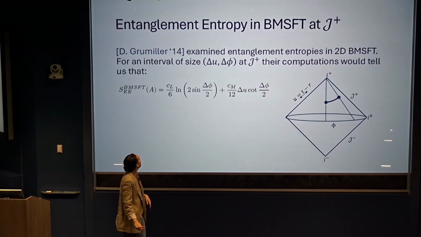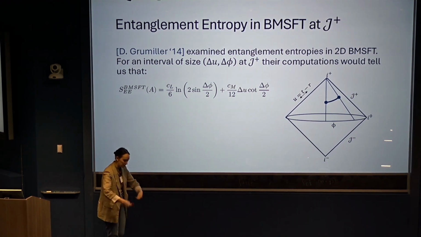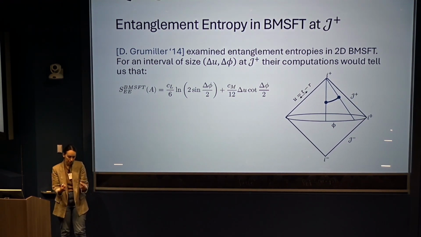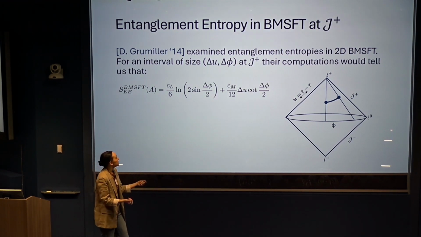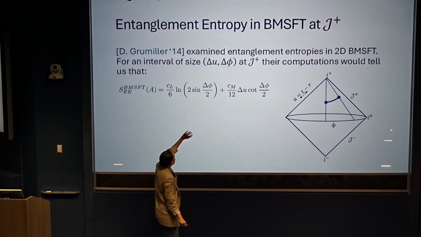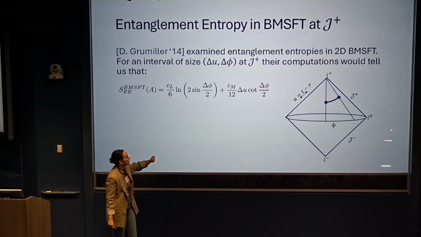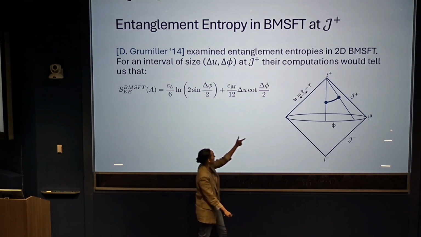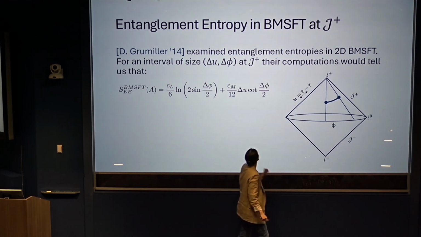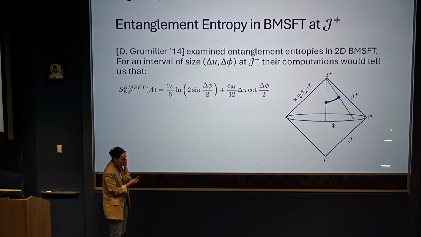So basically, the first thing I want to say is that imagine someone handed you a proposal for the entanglement entropy for this interval of null infinity. And that's exactly what Bakshi and Grumiller did. They said in their paper that if I have a BMS field theory living at null infinity, and I look at an interval of size delta u and delta phi, the entanglement entropy would be this quantity.